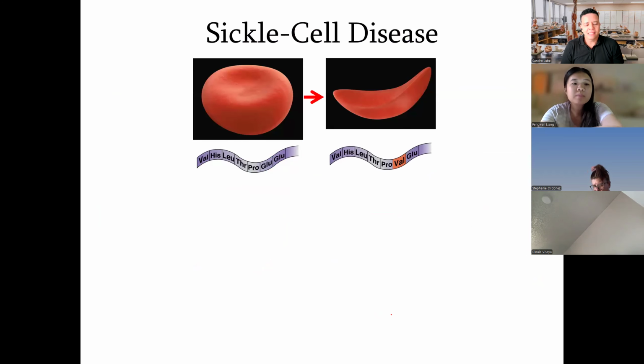Now, let's take a look at one disease that is associated with our red blood cells. And this disease is a condition called sickle cell disease. First of all, this is a genetic condition. It's something that you are born with.